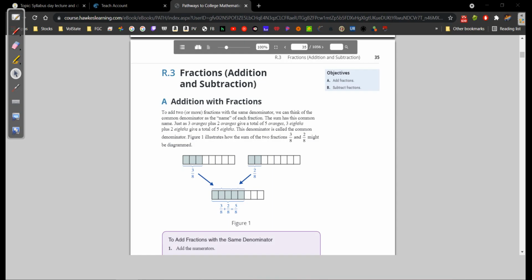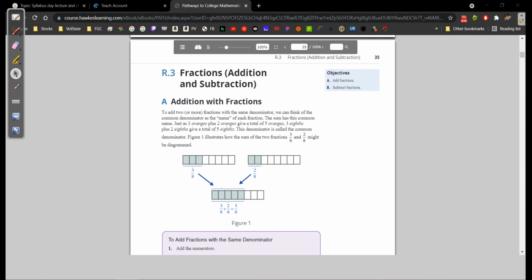All right, so to add two or more fractions with the same denominator, we can think of the common denominator as the, quote, name of each fraction. The sum has this common name, just as 3 oranges plus 2 oranges gives a total of 5 oranges. 3 eighths plus 2 eighths give a total of 5 eighths. This denominator is called the common denominator, and figure 1 illustrates how the sum of two fractions, 3 eighths and 2 eighths, might be diagrammed.